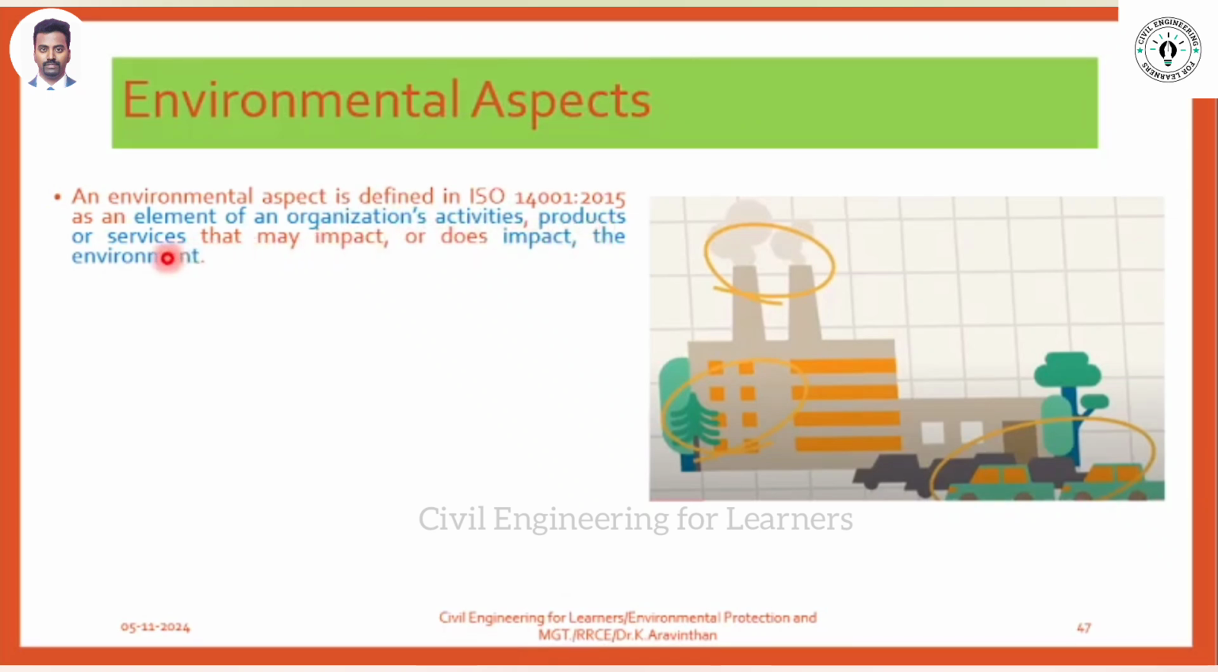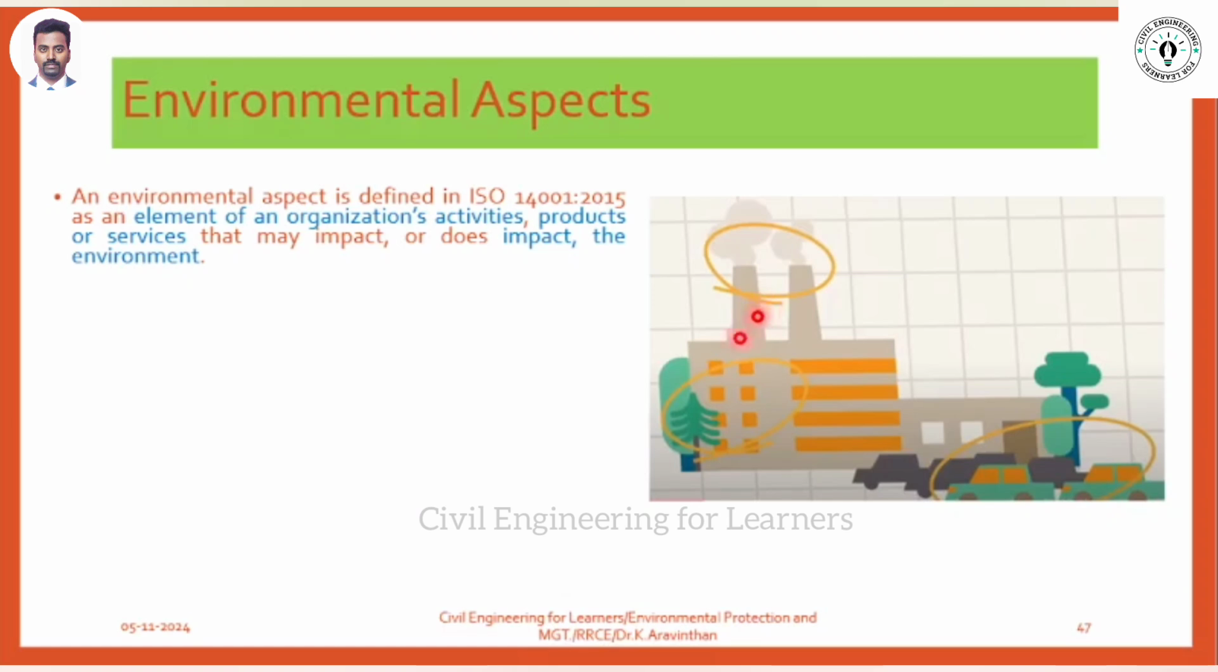If you do any activity in an industry, you should check the aspect, or if you are manufacturing any products, you have to check the aspect. And the third thing is services. Now I have highlighted an image here. Industry is producing something. What are the aspects an industry should focus on? Can you see this? Emissions. The industry emits. So this is one aspect.